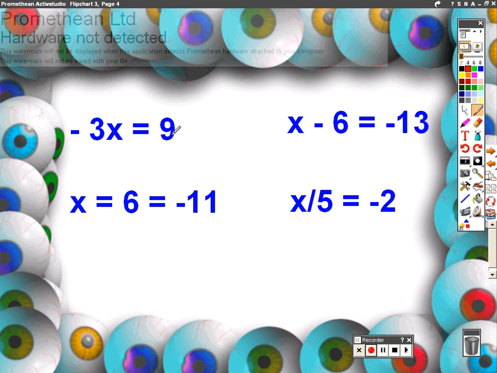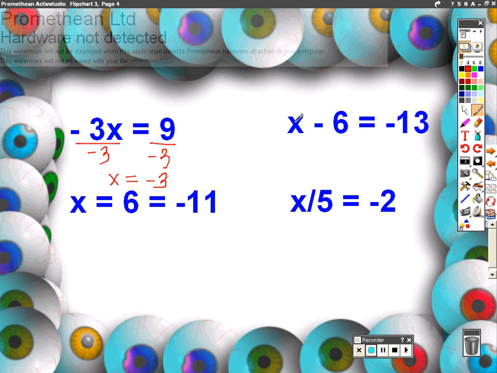Negative 3 times x equals positive 9. My operation is multiplication. The opposite or inverse operation is division. So I'm going to divide by 3. What I do to one side, I must do to the other. I'm going to divide by negative 3. And so now I have x equals 9 divided by negative 3. Remember, a positive divided by a negative is a negative.